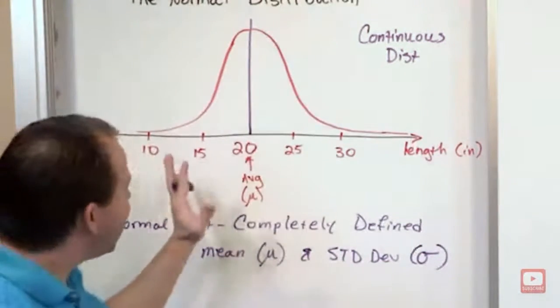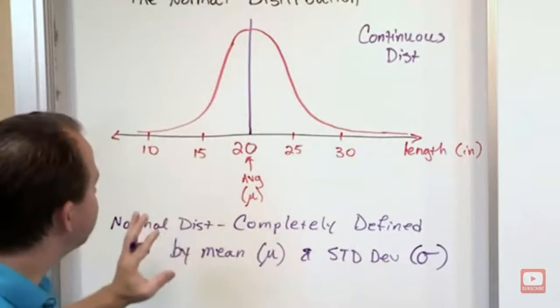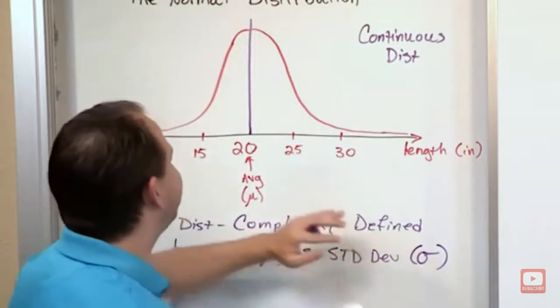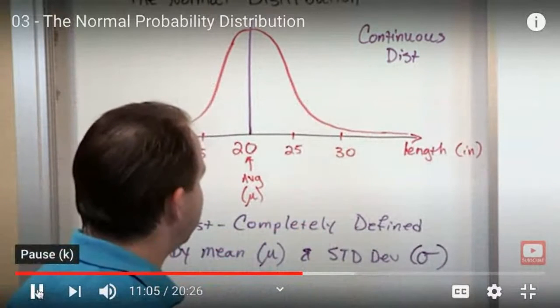So the shape and where it's placed is going to be completely defined by the mean, which is going to show you where the peak is, and the standard deviation, which is going to show you how fat this curve is. Okay, so that's another important point. We've gone through this a little bit. So once you know what the mean and the standard deviation is, basically you are able to draw the curve. You can figure out where most of the data lies. It lies around the mean if it's a normal probability distribution.